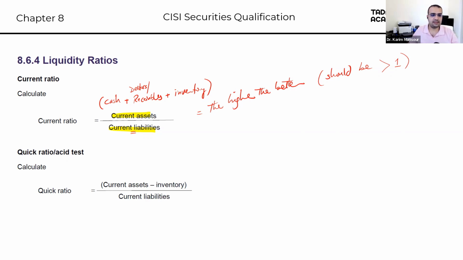A very similar ratio is what we call the quick ratio, sometimes called the acid test. It basically says, do we have enough cash and receivables, considering that the inventory is not sold? Either because this is a company that doesn't have inventory, like a services company, or assuming that it's a manufacturing company but the inventory doesn't get sold for some reason. Do we have cash and receivables only to pay for all of our current liabilities? So it looks at the current assets without inventory. Again, the higher, the better.